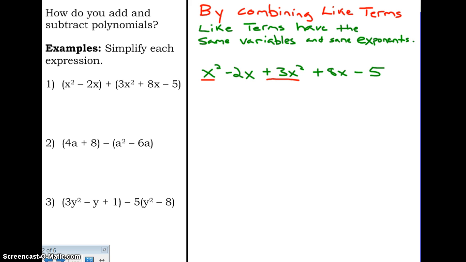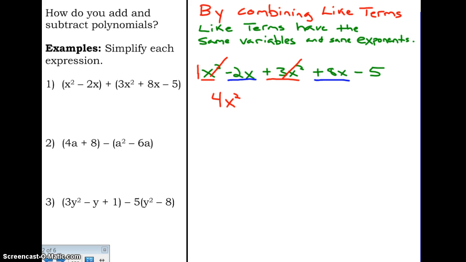So first, let's add x squared and 3x squared. Remember, there's a 1 right here if you don't see it. Okay, so 1x squared plus 3x squared is going to give us 4x squared. And we're done with the x squareds. If you want, you can cross them out. Okay, now we're going to move on to this negative 2x. And the most common mistake people make here probably is that they forget the negative sign. Okay, so whatever sign is to the left of your term goes with that term. So that's a negative 2x, and we're going to combine that with 8x.